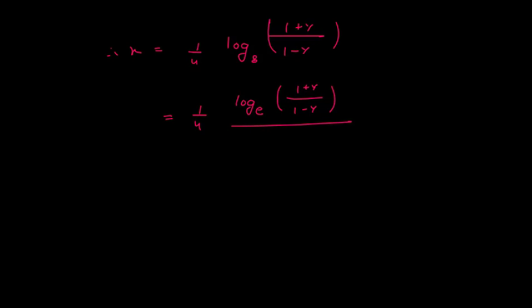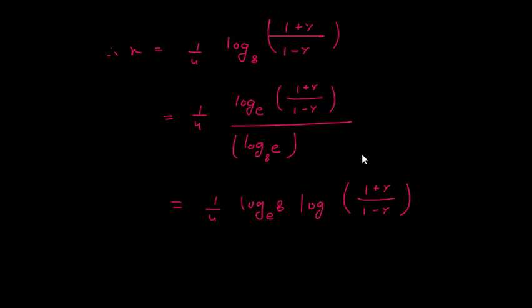Then the rule of change of base is that here I will divide by log of e to the base 8, and when I take the reciprocal of this denominator, it will be log of 8 to the base e into, now we have log of (1 plus y) upon (1 minus y) to the base e. This is x, and x is nothing but f inverse of y. So therefore what is f inverse of x?